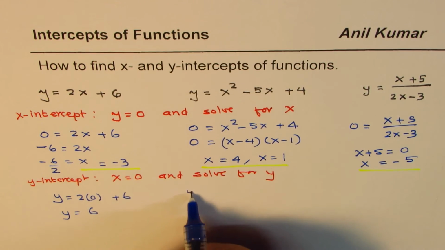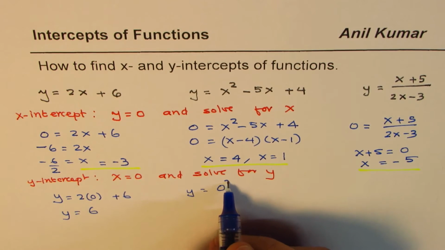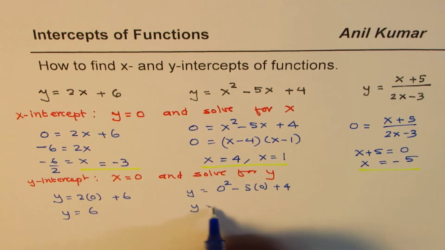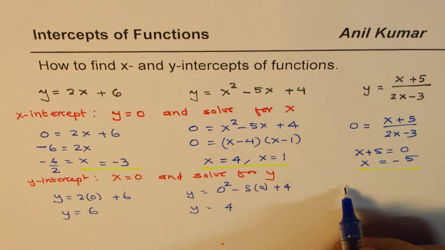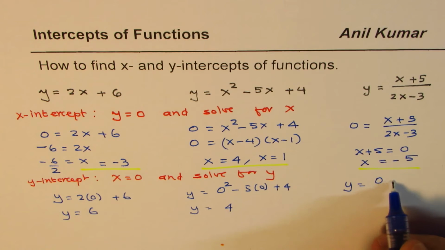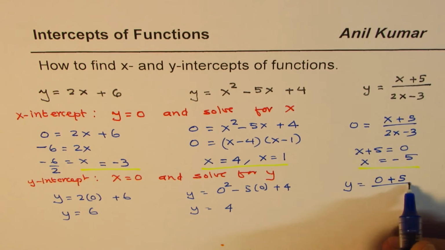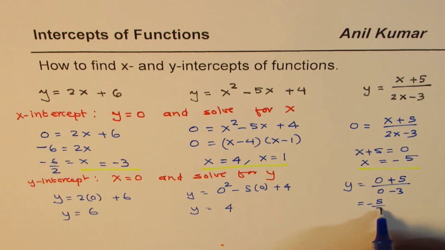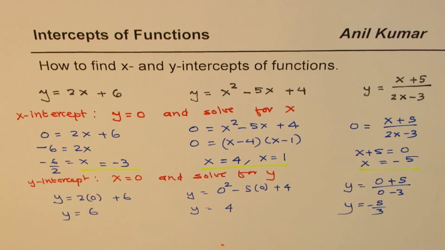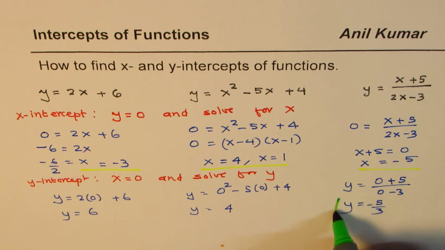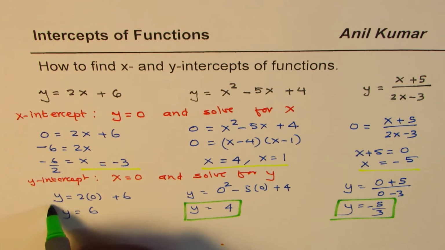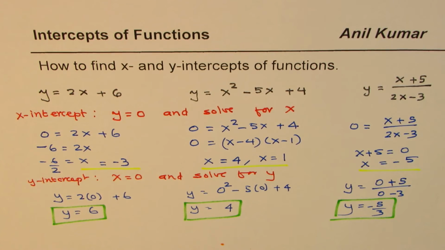In this equation, x is 0, so y equals 0 squared minus 5 times 0 plus 4. That gives me y equals 4. In the last equation, which is the rational equation, substituting 0 for x gives me 5 over minus 3, so that gives me the y-intercept. As you can see, the y-intercept can be easily calculated by placing x equals 0 in the given equation. So that becomes the y-intercept.